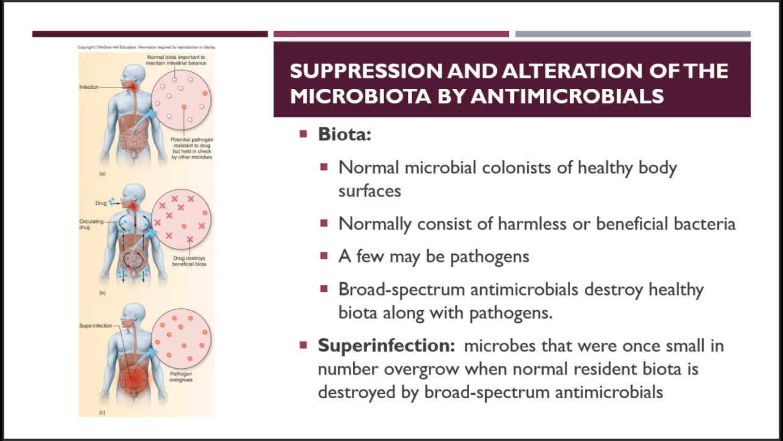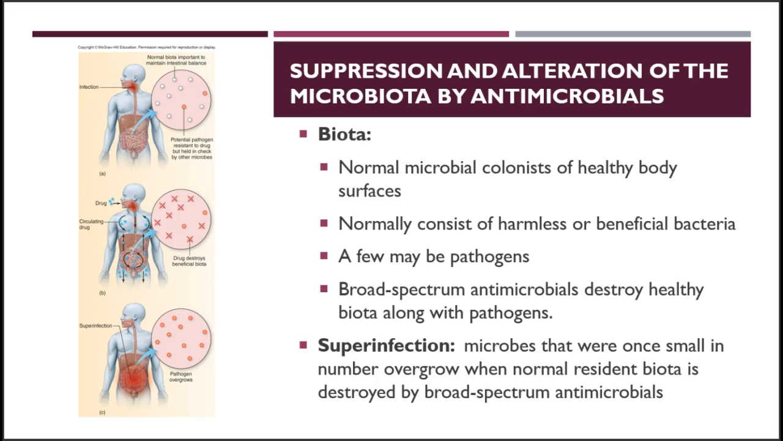The organisms that were once small in population number now become overgrown and the predominant organism, because the normal flora have been removed, and now these organisms do not have to compete with the other natural flora that keeps them in check. This is frequently how C. diff infections arise, because Clostridium difficile is a natural organism found in small numbers in the human GI tract.